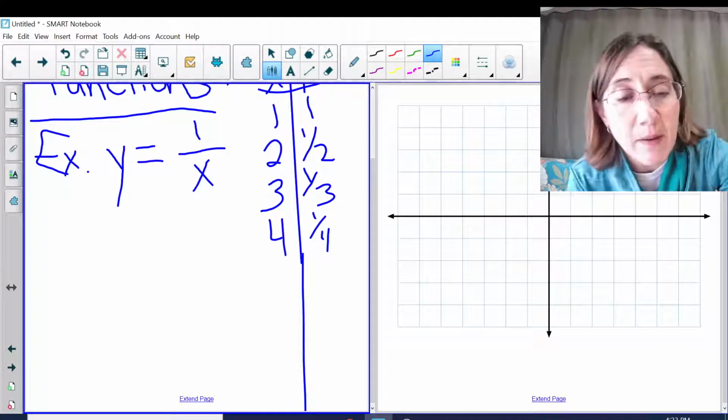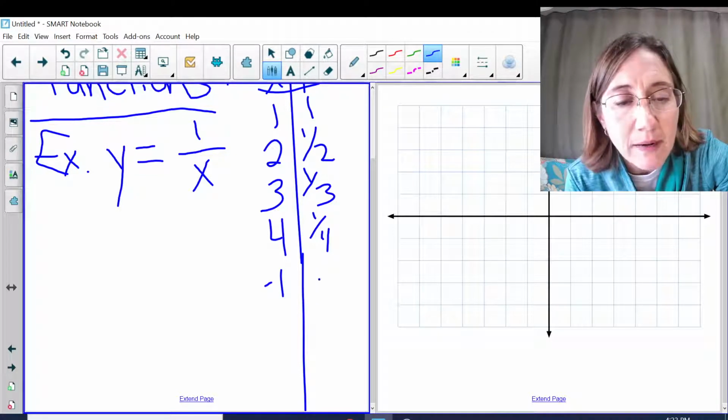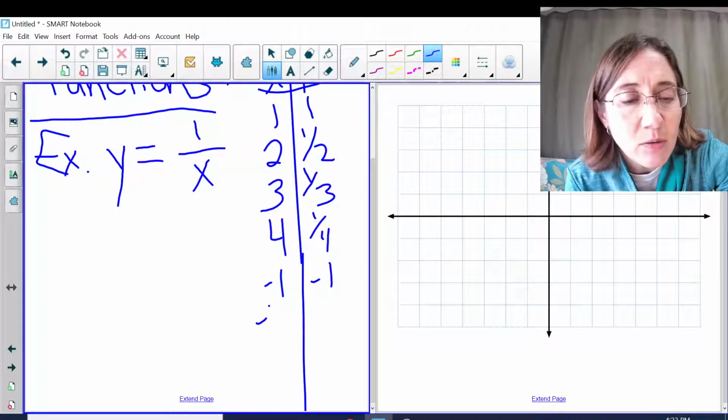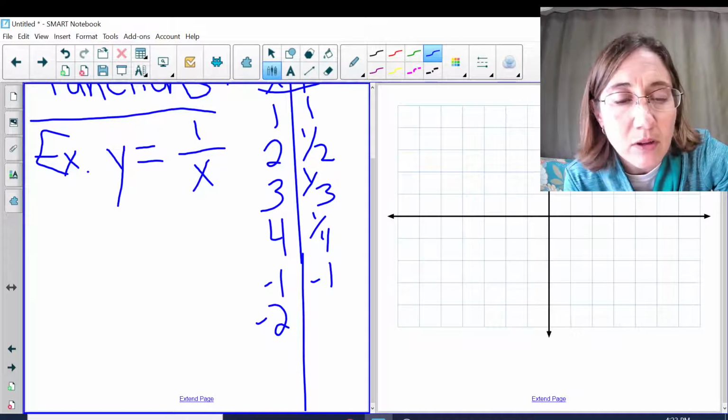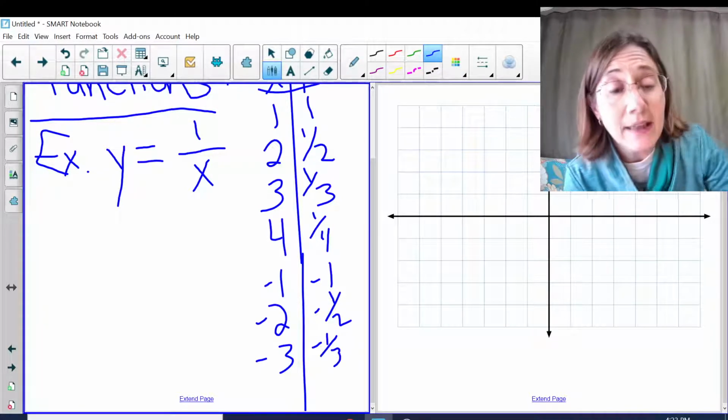Okay, so I want to extend this a little bit. Let's put some negatives in. If I put a negative 1 in, I would get 1 over negative 1, which would be negative 1. If I put a negative 2 in, I would get 1 over negative 2, which is negative a half. If I put a negative 3 in, I would get negative a third. I think you're getting the idea there.